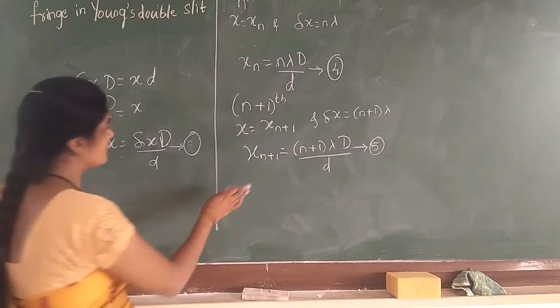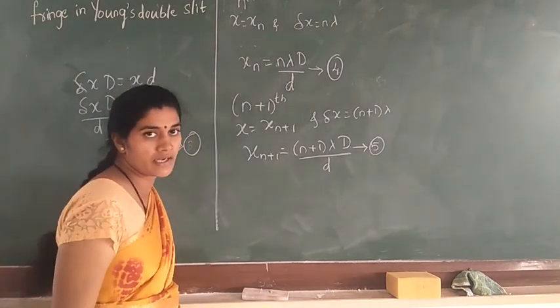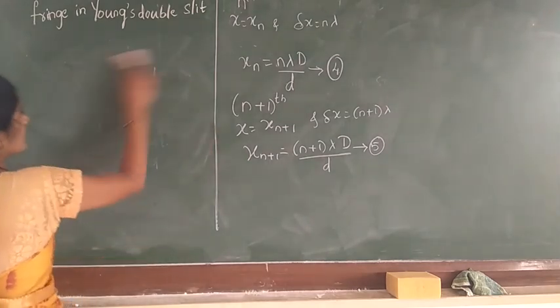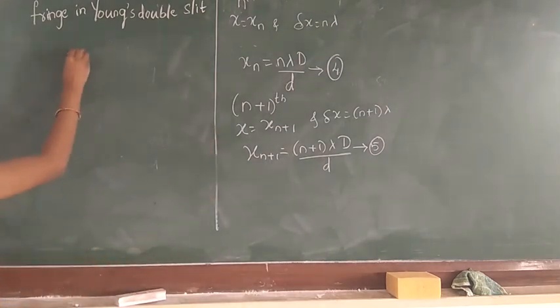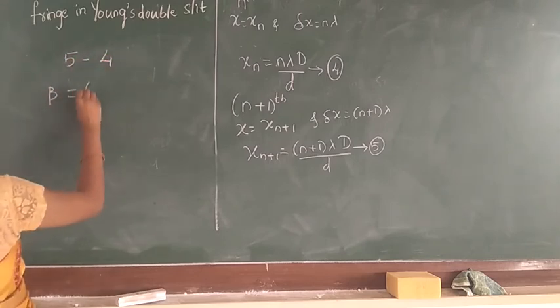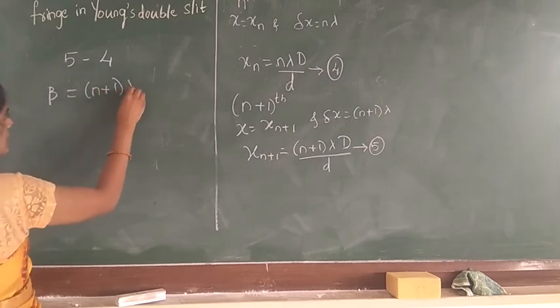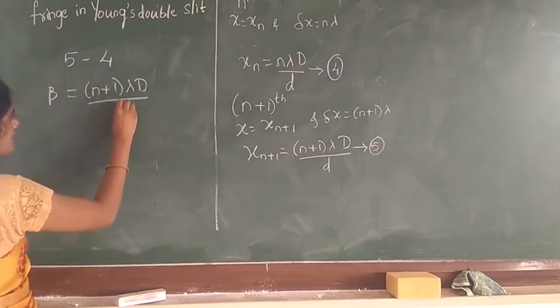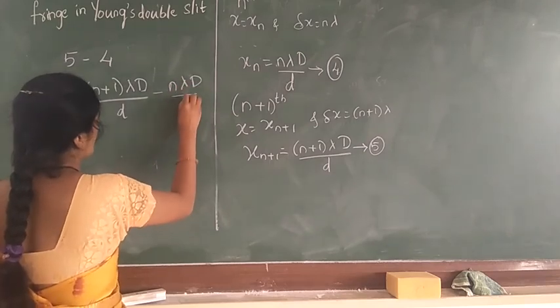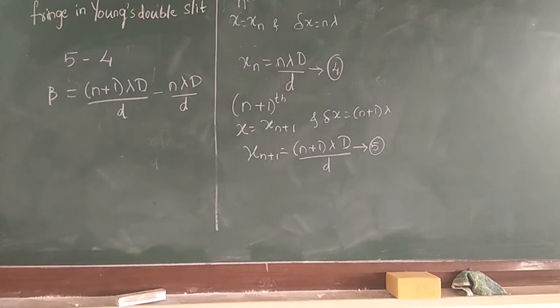Now from the equations, we are considering equation 5 minus 4. Therefore, beta is equal to n plus 1 into lambda into D by small d minus n into lambda into D by d. Now in this equation, cancel the terms which get cancelled, and we have to find the value of beta.